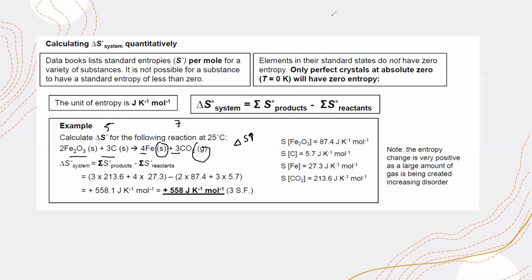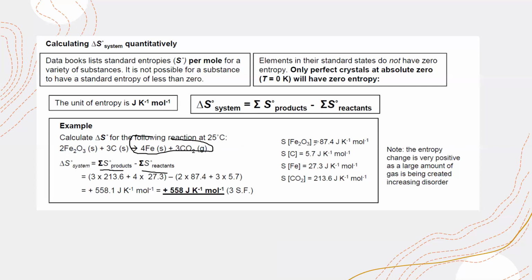Now how to calculate this entropy? That's a qualitative analysis, but quantitative analysis means how we can measure this entropy change. So entropy change is product minus reactant: the sum of entropy of the products minus the sum of entropy of the reactants. So the product is what? It's iron plus carbon dioxide.